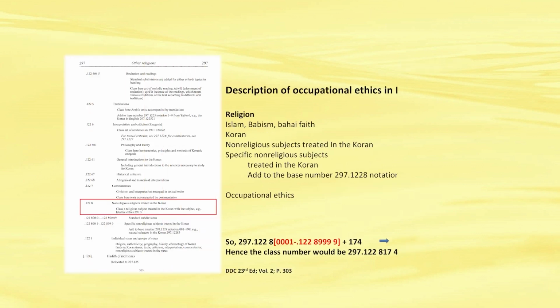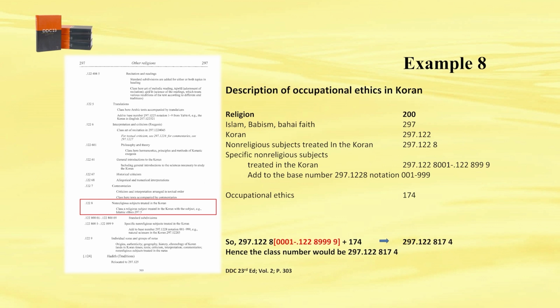Okay. So the next problem is description of occupational ethics in the Quran. Again, it is other than Christianity, so it comes under 290 again. And for Islam, as you know the Quran is a sacred scripture of the Islamic religion, so it comes under 297. Islam, the regime and the way of faith, comes under 297. Under it, there is a direct number for the Quran, that is 297.122.